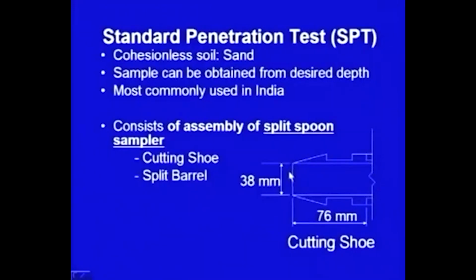The most important part of this test is the assembly of the split spoon sampler. This is the assembly. Here I have shown only the cutting shoe. It has some internal diameter, with standard dimensions, and this cutting shoe is pressed into the soil at the bottom of the borehole, and on this side the split barrel is there. So, the soil sample will enter from this side and go into the split barrel, and that sample can be taken out.